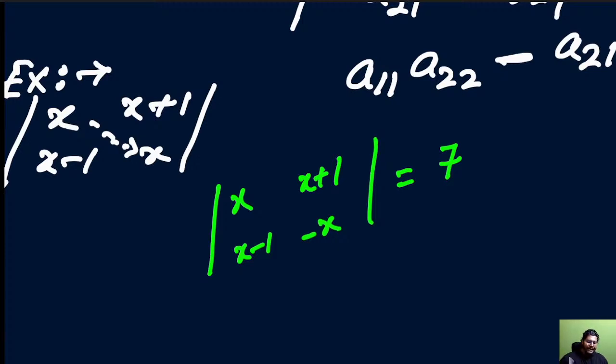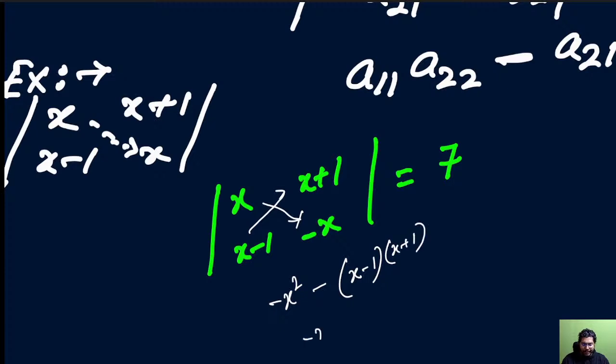Heat got -3. What about others? What we will do? First normal, without using much brain. Top to bottom minus bottom to top. So minus x square minus of x minus 1, x plus 1. Correct. So minus x square, this is what? A plus b, a minus b. So minus of x square minus 1. Correct. That is equal to 7.